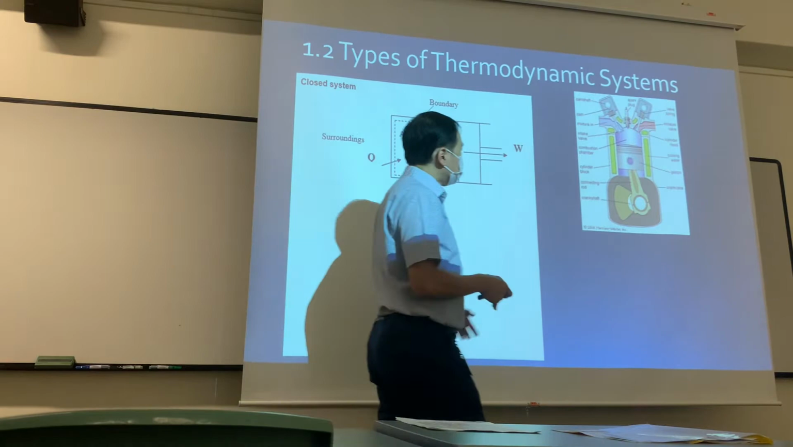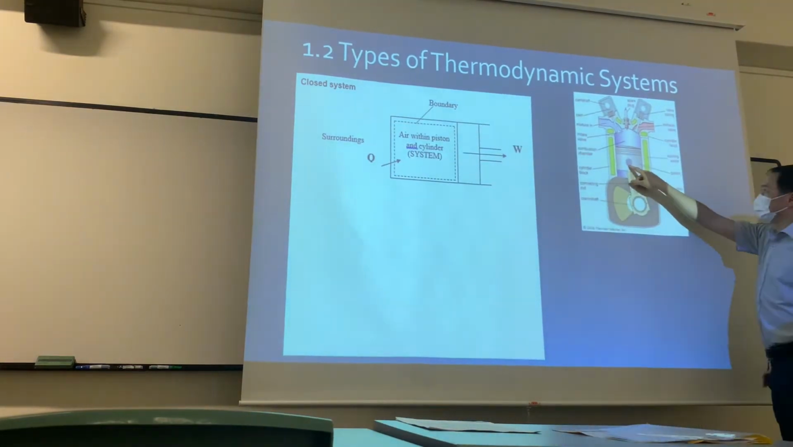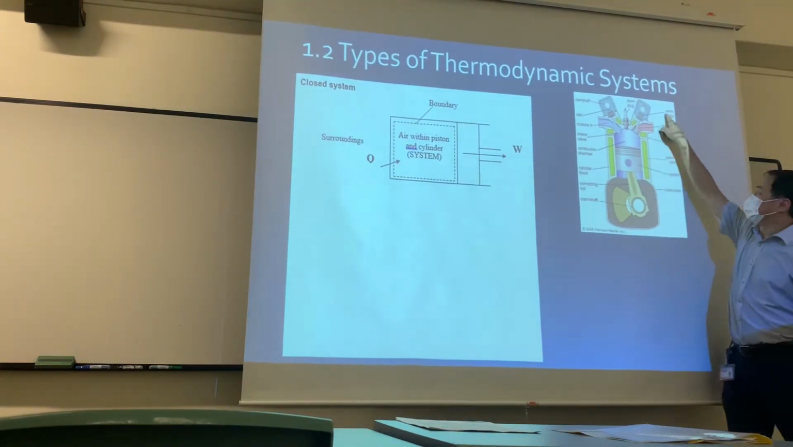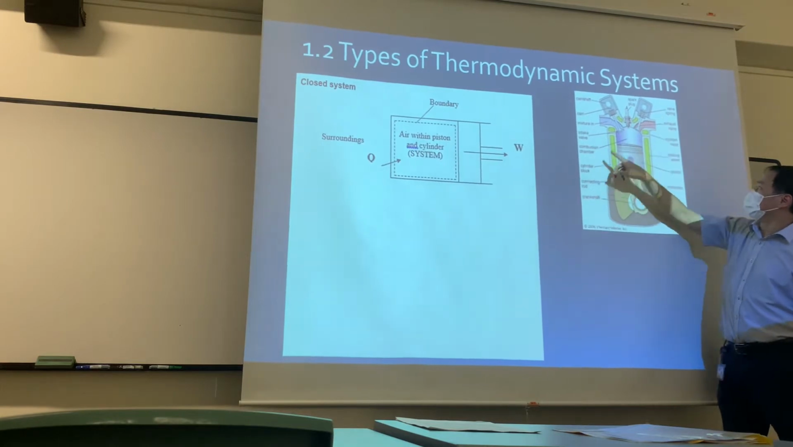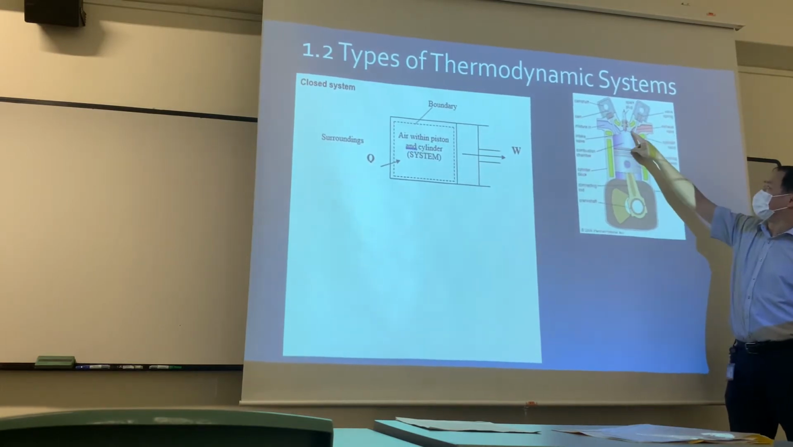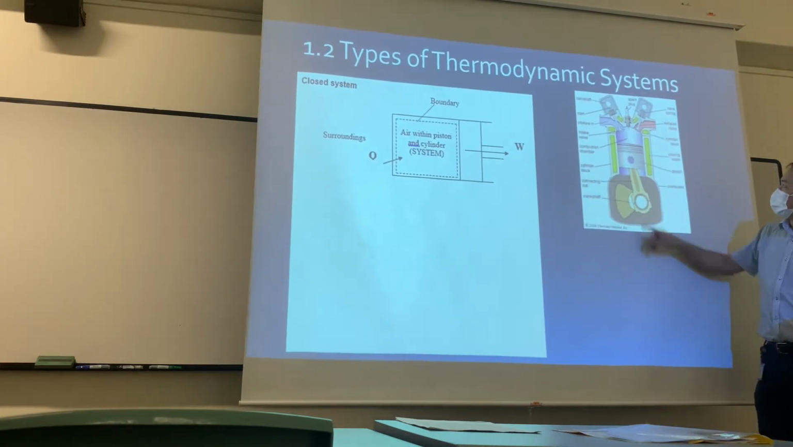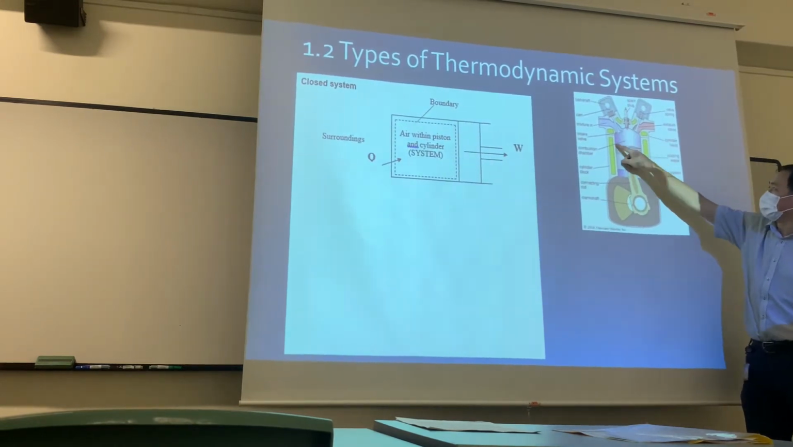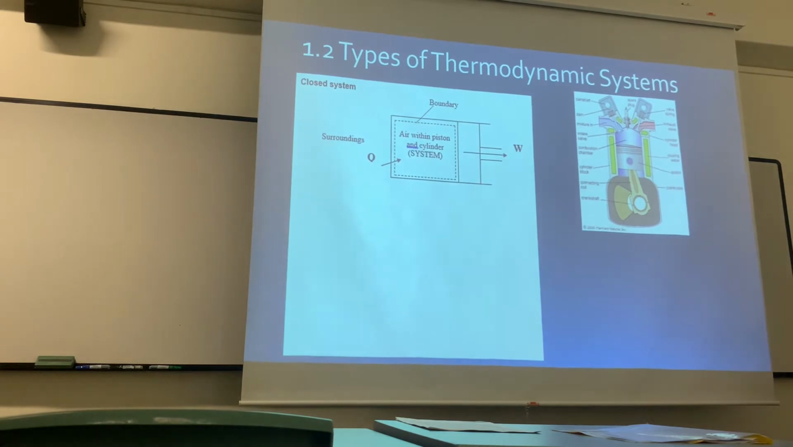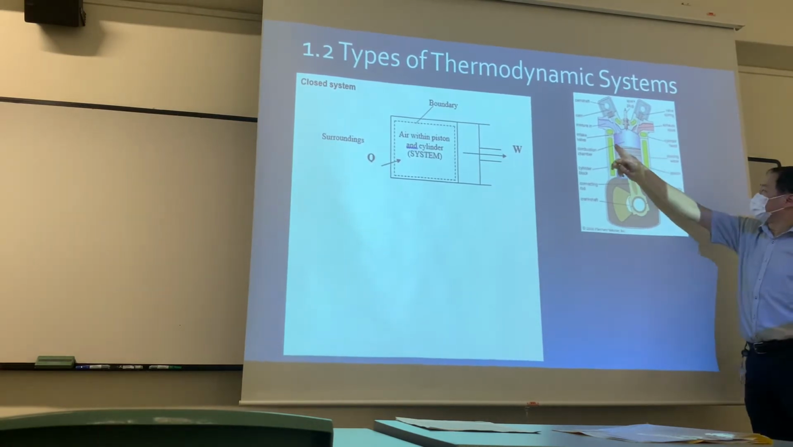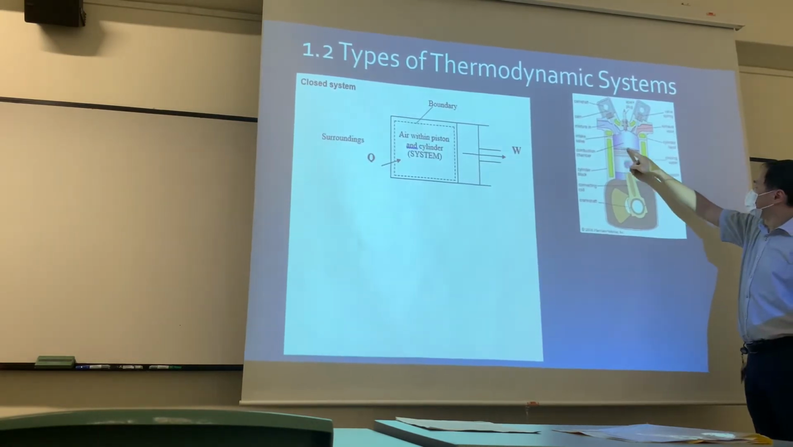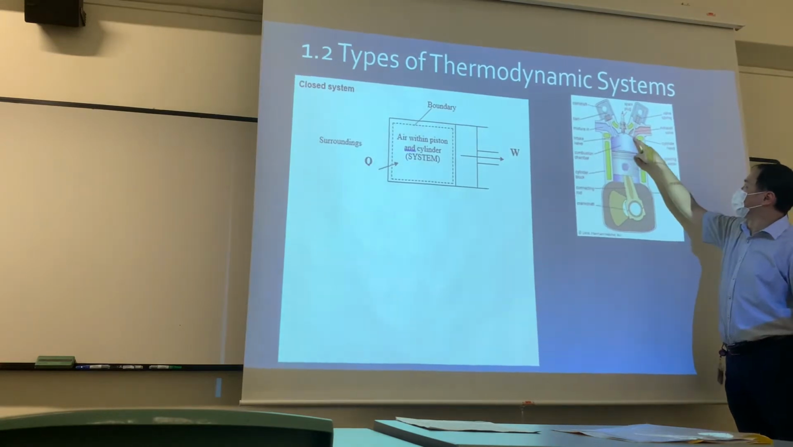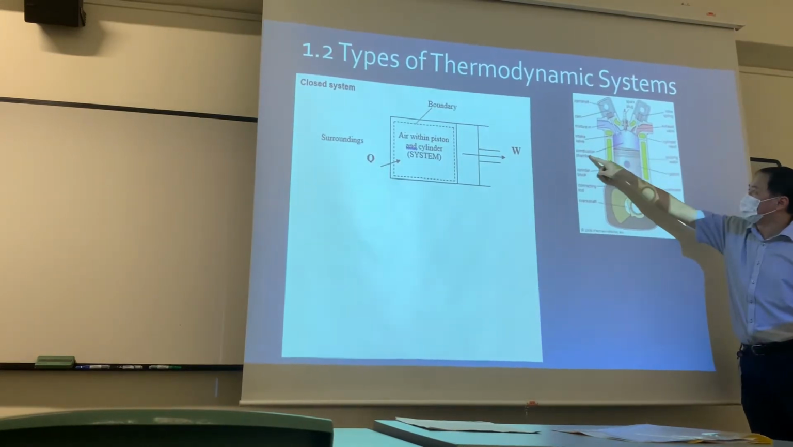You have a car engine where you have the piston, the cylinder wall, and the cylinder head. In the cylinder head you have the valve and the spark plug. When the valves are closed, this becomes a closed system, with the gas enclosed inside. This boundary you can easily identify: this is the piston top, this is the side wall, this is the valve plate. So this encloses the air inside.